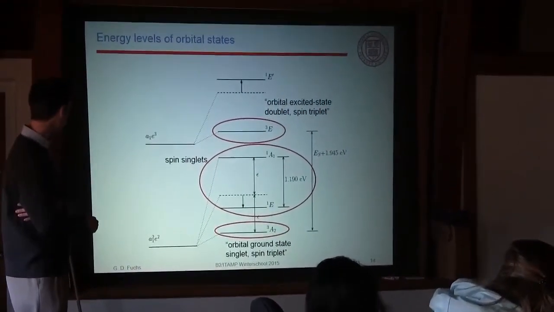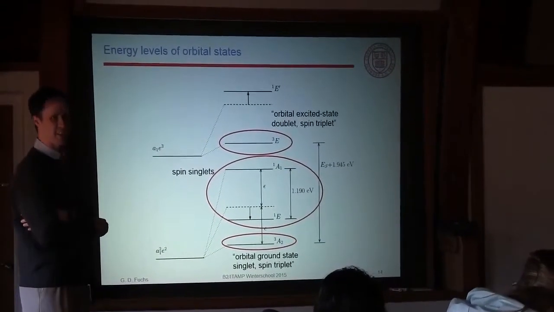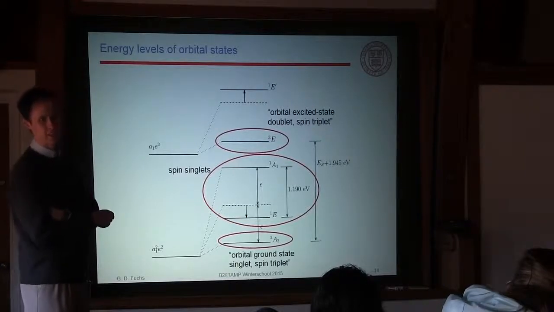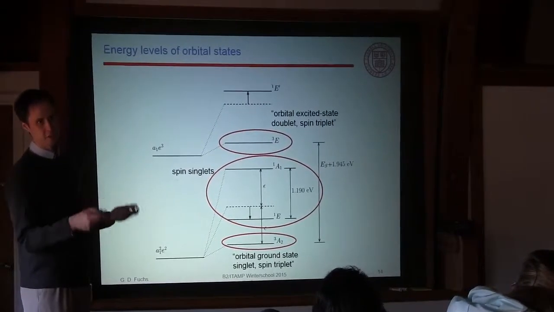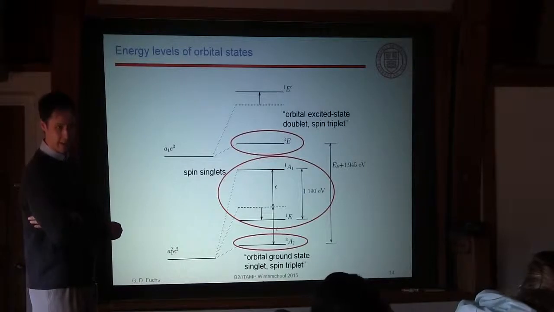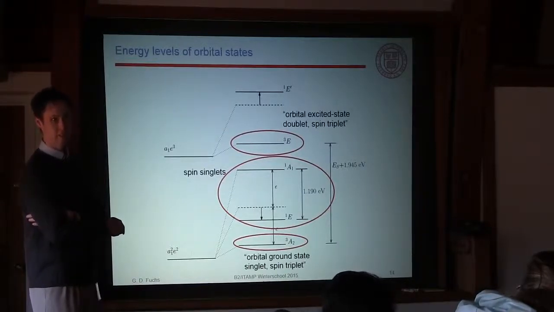If you think back to your freshman chemistry, when you have an atom, you have 1S2, 2S2, and so on. That is the same thing. It's the electron configuration in terms of molecular orbitals, okay?